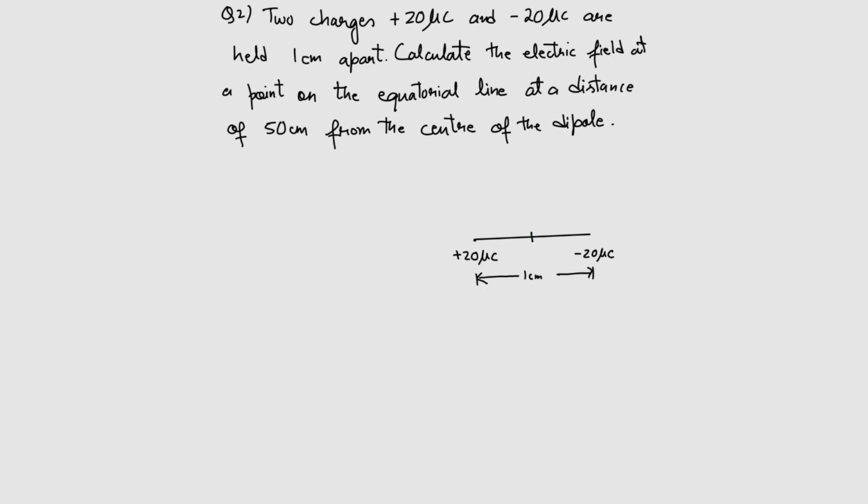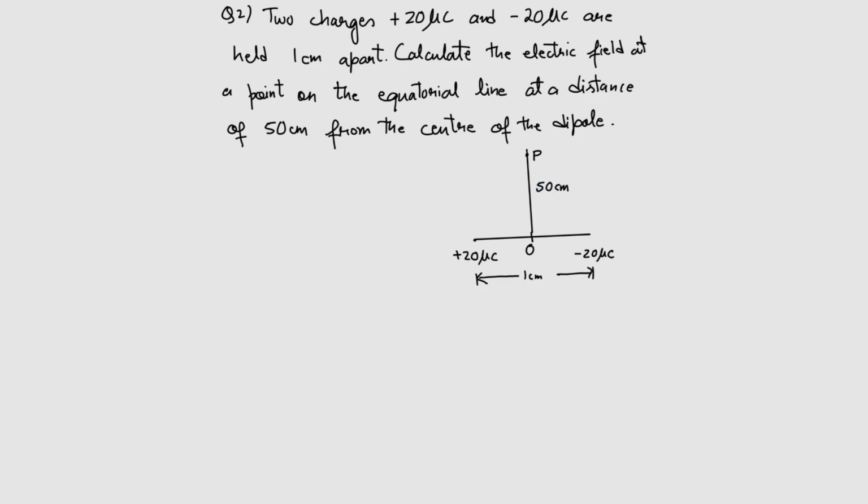If you still remember, the equatorial line is the perpendicular line. Not only perpendicular, keep in mind, it is the perpendicular bisector of the dipole. So therefore, this is the center of the dipole. Then the point, let's say we call it point P. And according to the question, it is at a distance of 50 centimeter from the center.